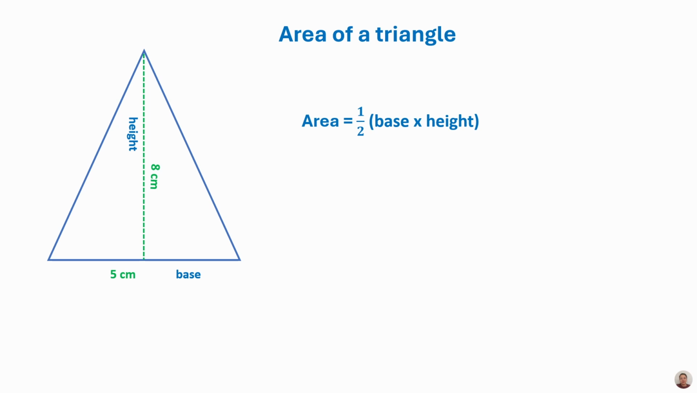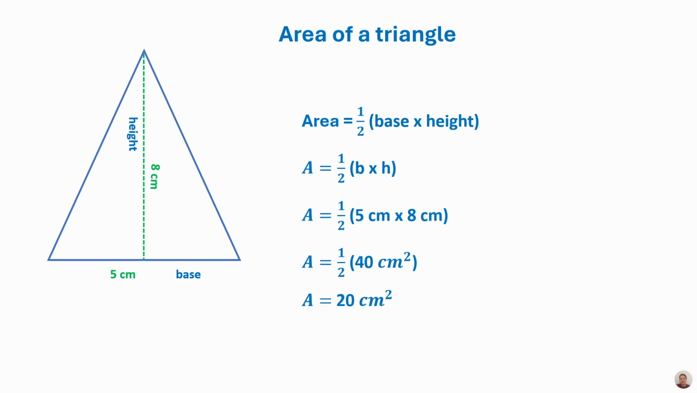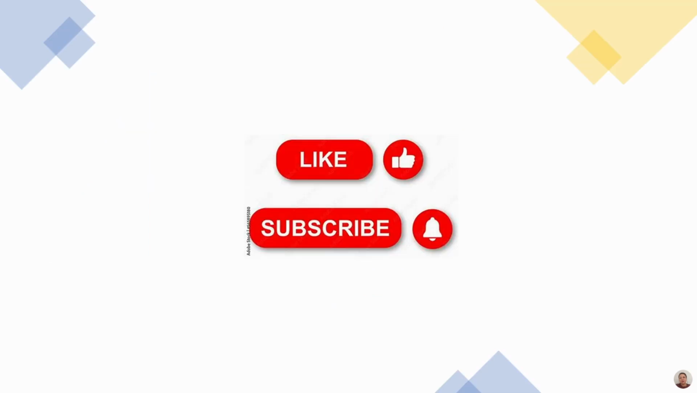And if we're going to take our measurements and put it into the formula, we're going to say area is equal to half b times h, that's base times height. And that is half 5 centimeters, which is our base, and our height is 8 centimeters. So we multiply the 5 and the 8 together and we get 40 centimeters squared, and we halve that. So we're taking 40 divided by 2 and we're going to get 20 centimeters squared. So our area is 20 centimeters squared. So that is how we calculate the area of a triangle.